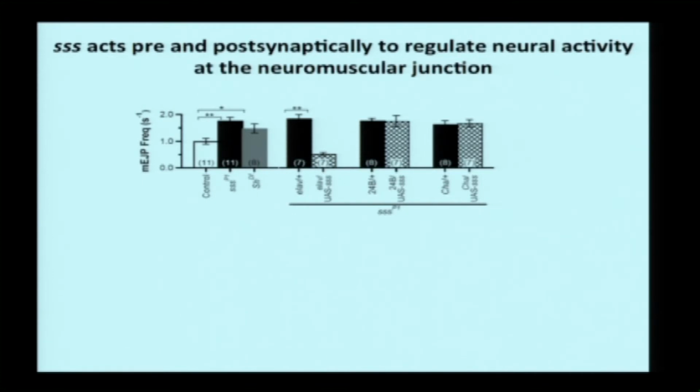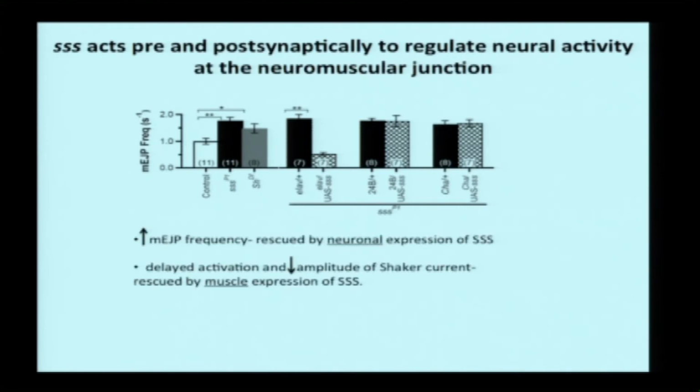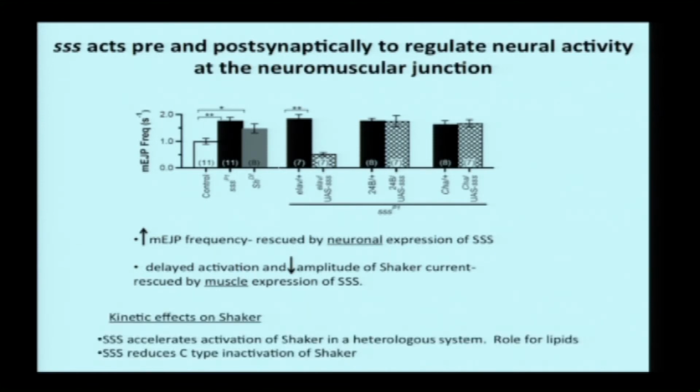If you put sleepless back in the nerve, you rescue this increased MEP frequency, it goes down. If you put it in the muscle, you don't. So this is a presynaptic defect. So there's increased MEP frequency rescued by neuronal expression of sleepless. That's the presynaptic defect. We found, I'm summarizing a lot of work here, that there's delayed activation and reduced amplitude of Shaker current, and that's rescued by muscle expression of sleepless.